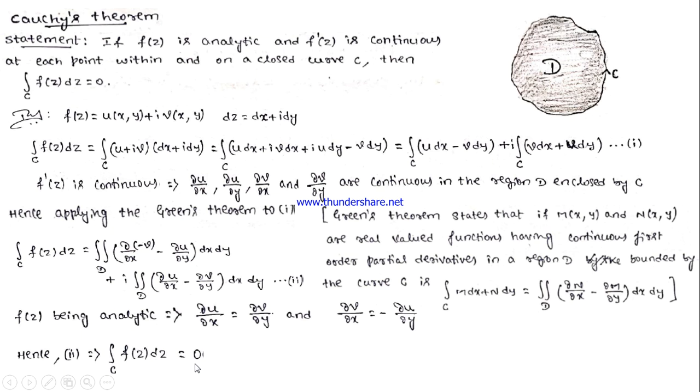But you should keep this in mind. The converse of this result is not true, which means you are finding the integration of f of z over some closed curve C and you got the value of the integral as 0. It doesn't mean that the function f of z is analytic, but whenever the function is analytic, you can note that this integration becomes 0.